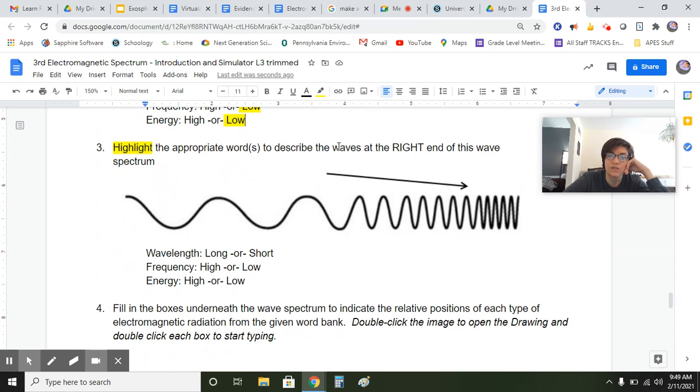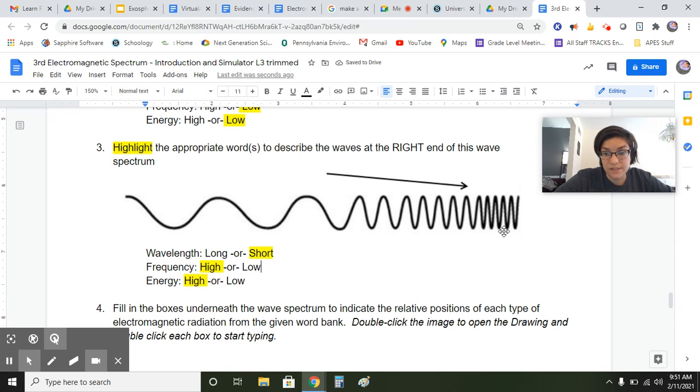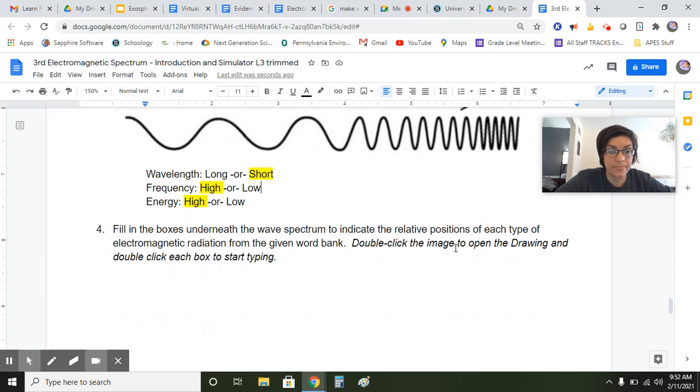Highlight the appropriate words to describe the waves on the right end of the electromagnetic spectrum. So, this wavelength, is it long or short over here? Are the frequency and energy high or low? On this end, what we're seeing is the wavelength is short. So from crest to crest, it's really a short distance. The frequency is high and the energy is super high.